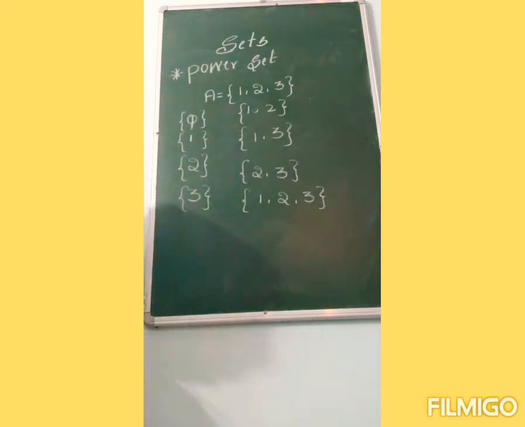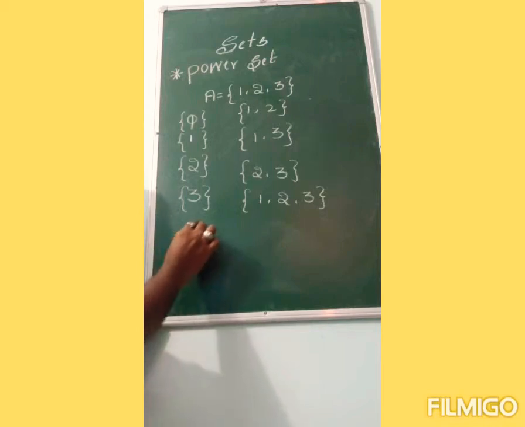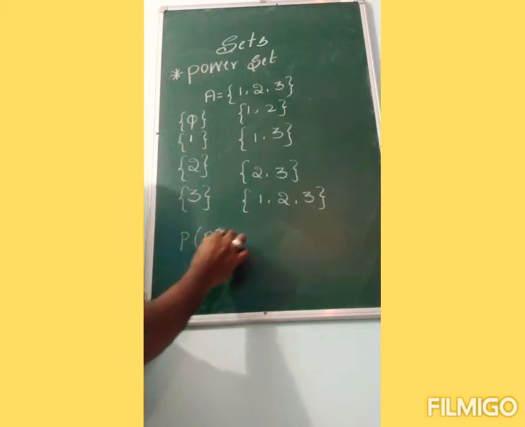So now, how many possible subsets may we get? Suppose the number of elements of a set is m. Let us discuss. There is a note. Now you understood, I think, what is power set. It is denoted by P of A.